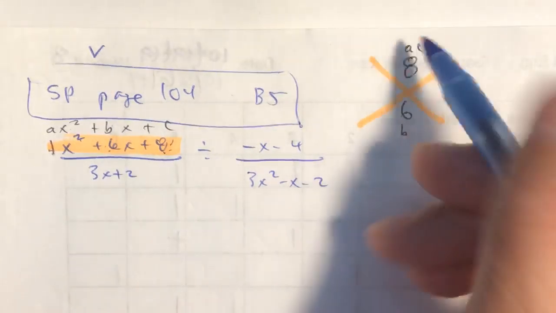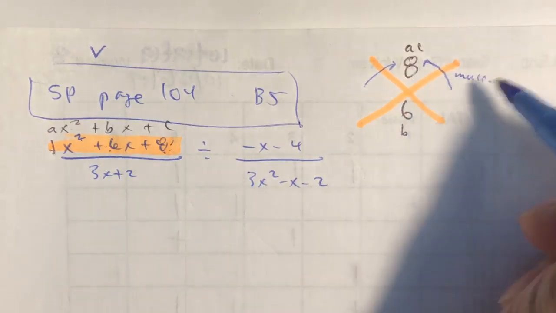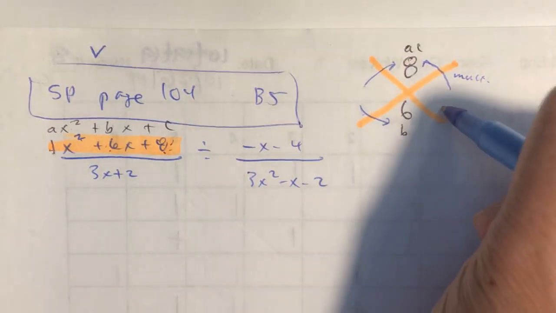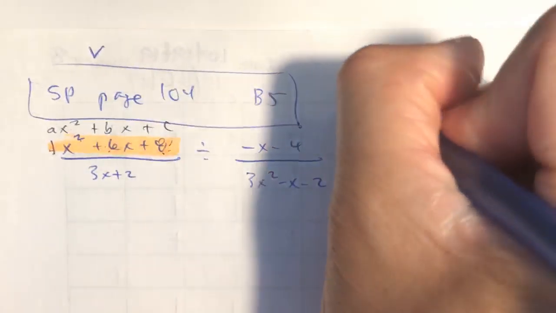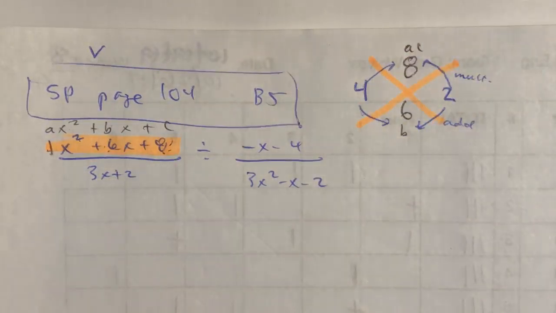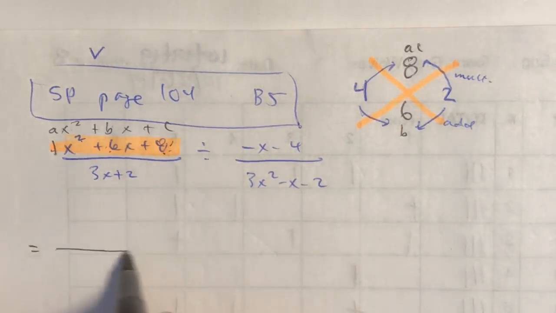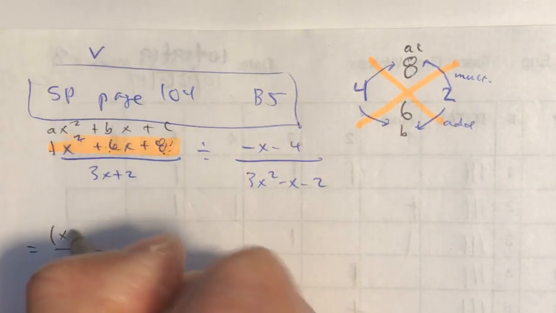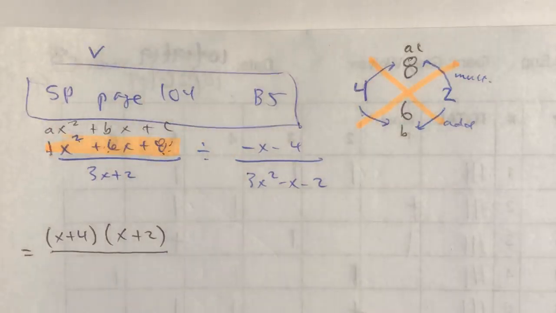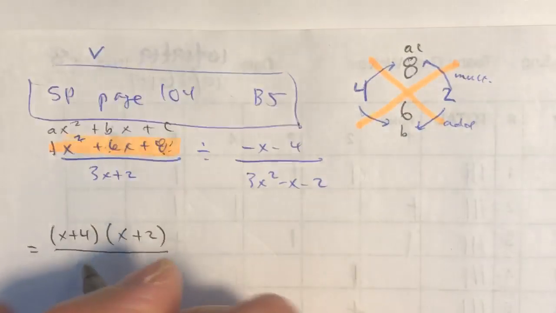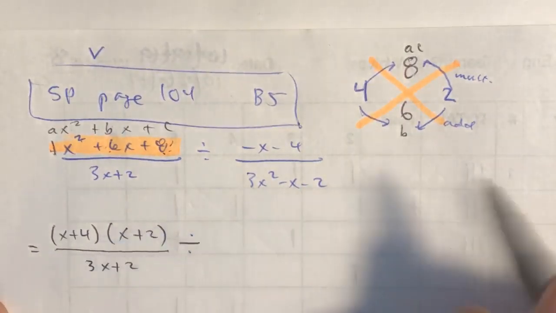I need to think of two numbers whose product, or multiply, is 8, and those same two numbers, their sum, or when you add them together, equal 6. And so I'm thinking of 4 and 2. So this will be x plus 4, x plus 2, all over 3x plus 2. And I said I would do division after I factor.